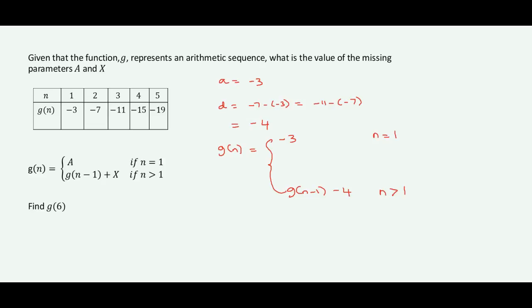Now let's look for g of 6. So g of 6 is going to be equal to g of 6 minus 1, minus 4, which is g of 5 minus 4. So g of 5 is negative 19, and then minus 4, which is equal to negative 23. So g of 6 is equal to negative 23.